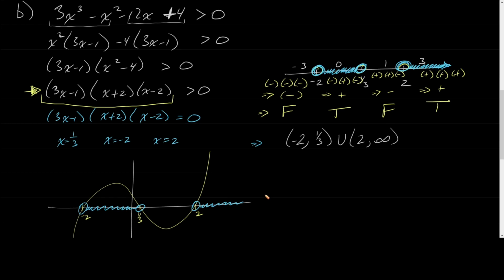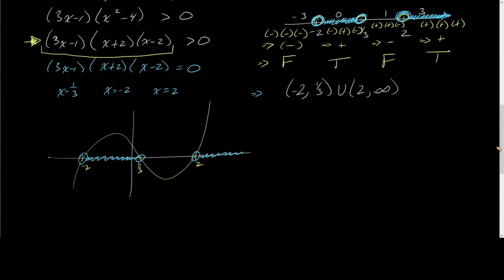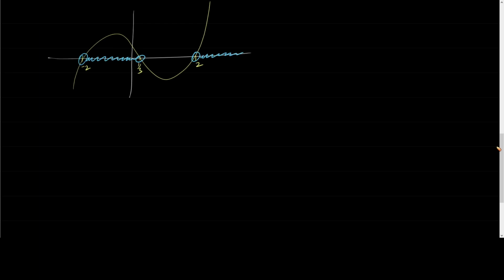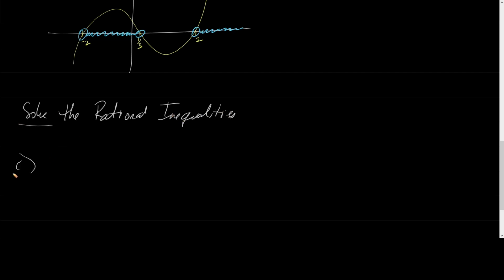All right. So in general, that is solving polynomial inequalities. Now, let's kick this up a notch, and let's look at solving rational inequalities, and that is rational. All right, so we're at example C.